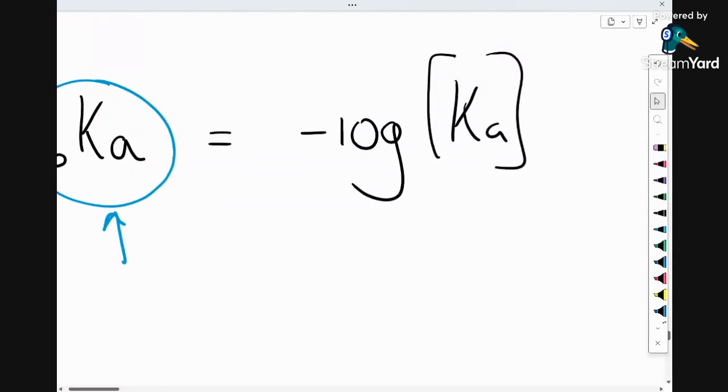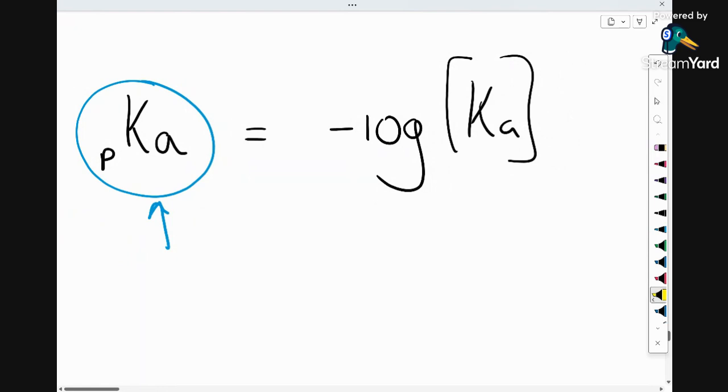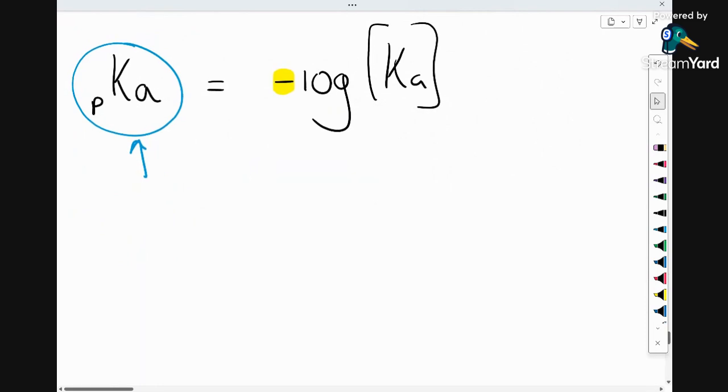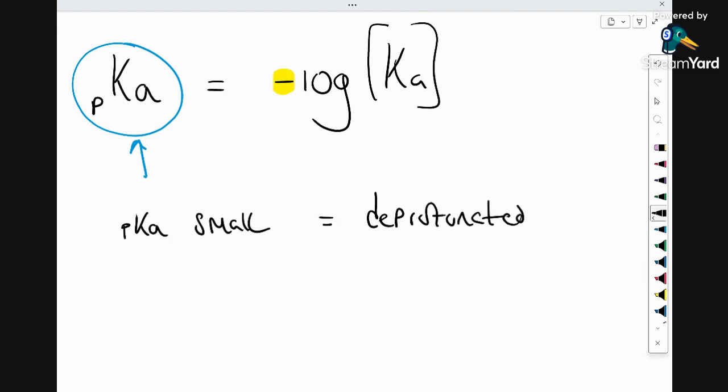But just to point out, we have minus logged it. So the opposite is true for pKa as it was for Ka. In this case, if pKa is a small number, that means it's a stronger acid. That means we have a lot of the deprotonated acid.